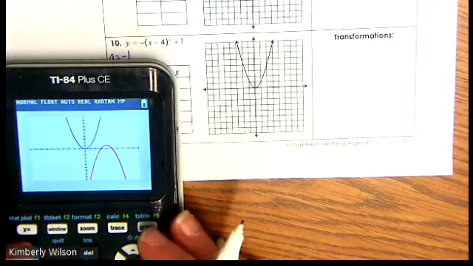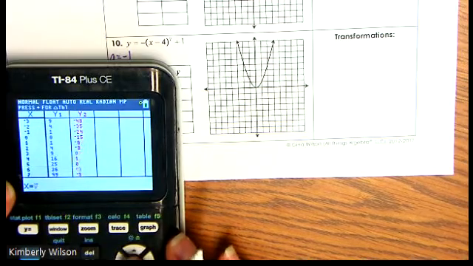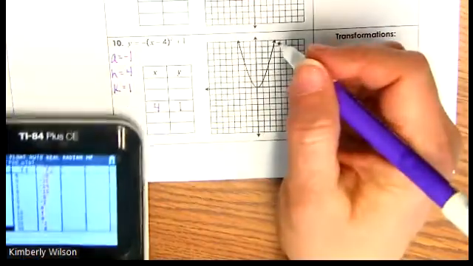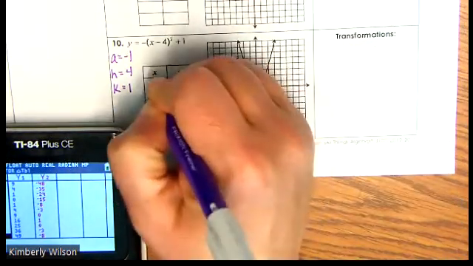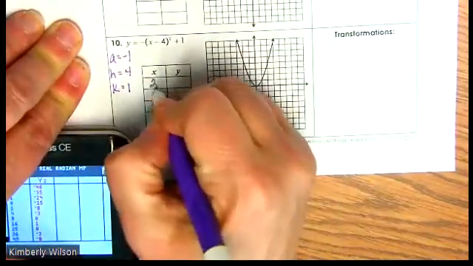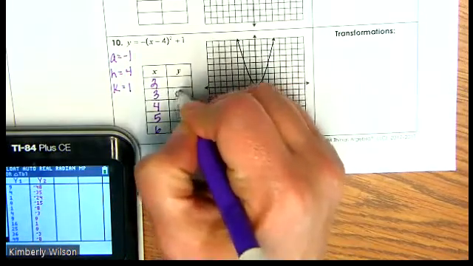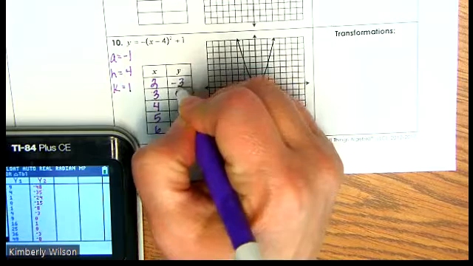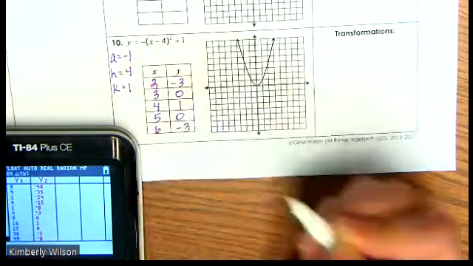Okay, so now we go to the table of values. And I'm finding my vertex, which is 4, 1. Okay, and then I need the 5, 0, 6. Oh, I'm going the wrong way because these are positives. I need to go the other way. I have 2, 3, 4, 5, 6. 3 is 0. 2 is -3. 5 is 0. 6 is -3. And now we plot those.